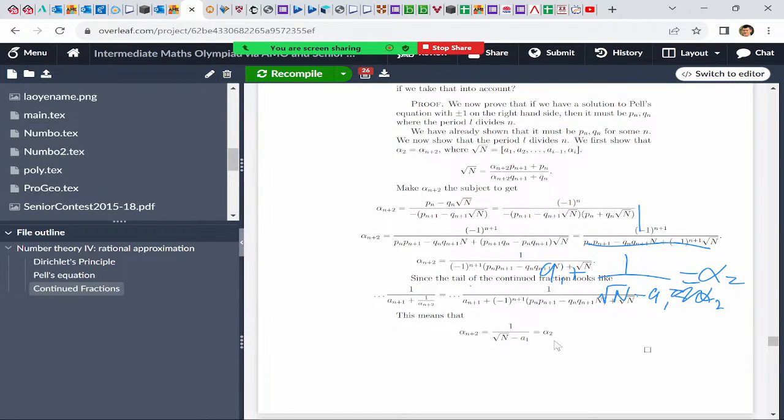So if alpha n plus 2 equals alpha 2, must n be a multiple? Because it's kind of like orders mod a prime. Because the continued fraction is periodic, right? So the alphas are periodic as well. So alpha 2 goes to alpha 3, etc., back to alpha n. And it repeats like that.